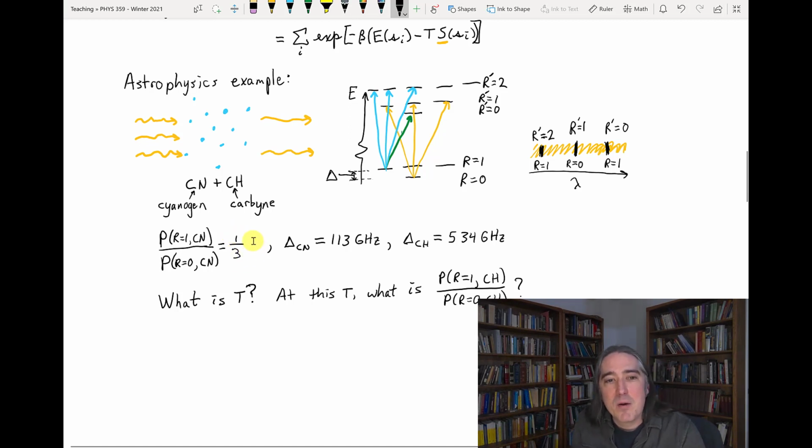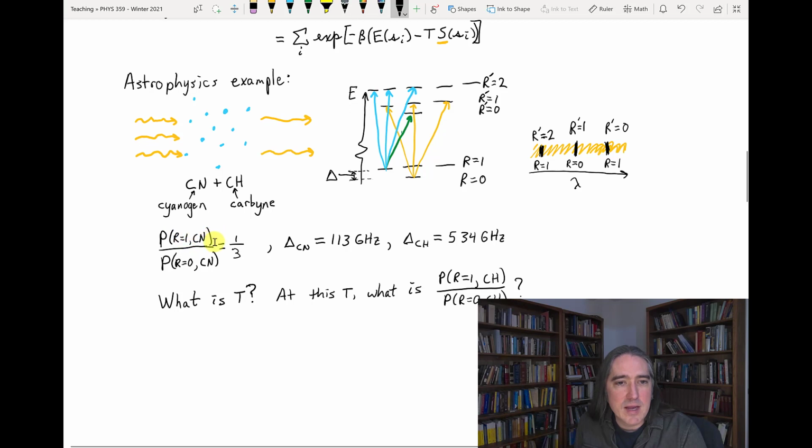Okay. Now, the other things that we need to know are, what is the energy difference between R equals 0 and R equals 1? And I've written this for both cyanogen and carbene. For cyanogen, it's 113 gigahertz. You can measure it in a lab on the Earth, no problem. For carbene, similarly, we can measure it. It's 534 gigahertz.